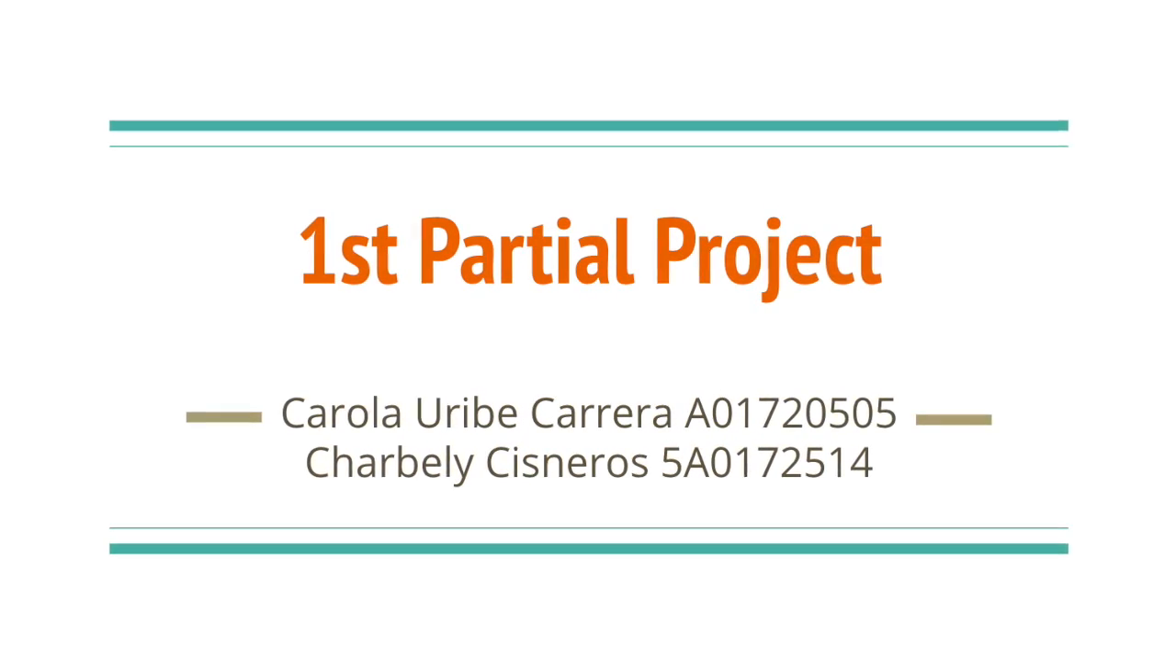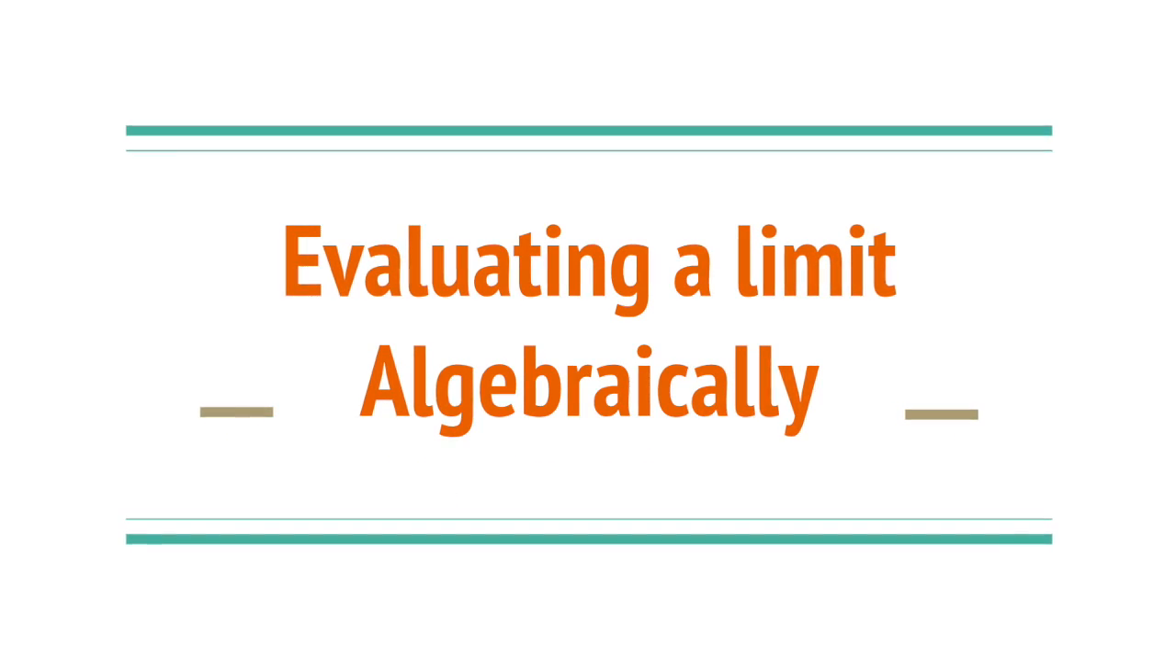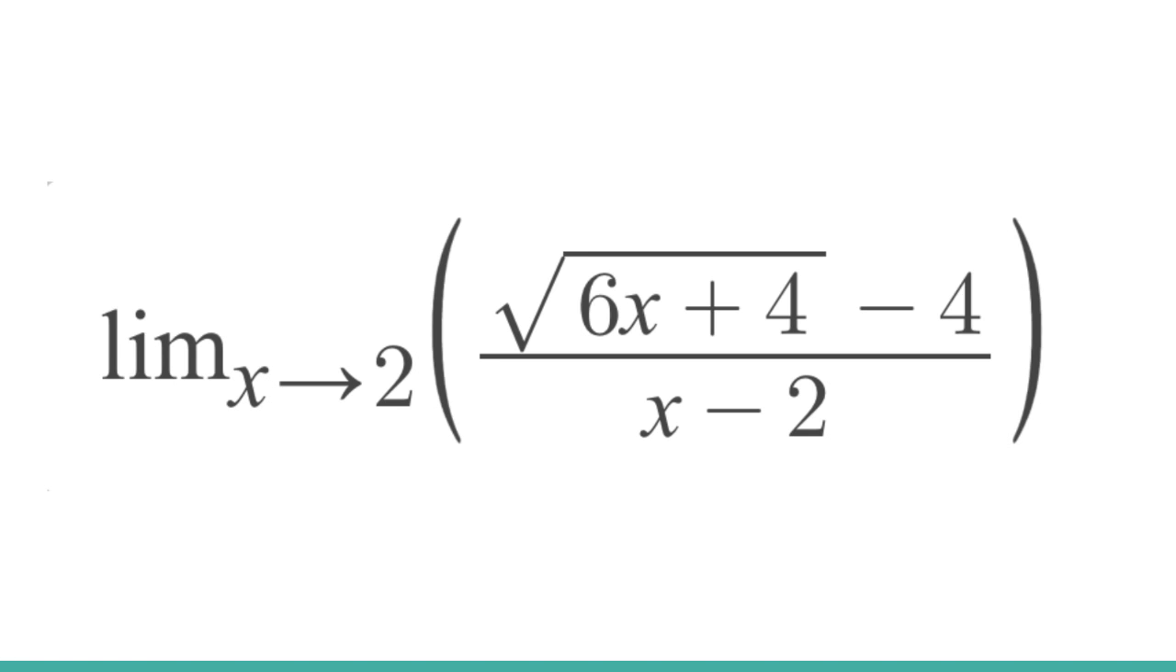For this partial project, we will solve two problems about limits and derivatives. First, we will evaluate a limit problem algebraically, which is the limit as x approaches 2 of the square root of 6x plus 4 minus 4, over x minus 2.